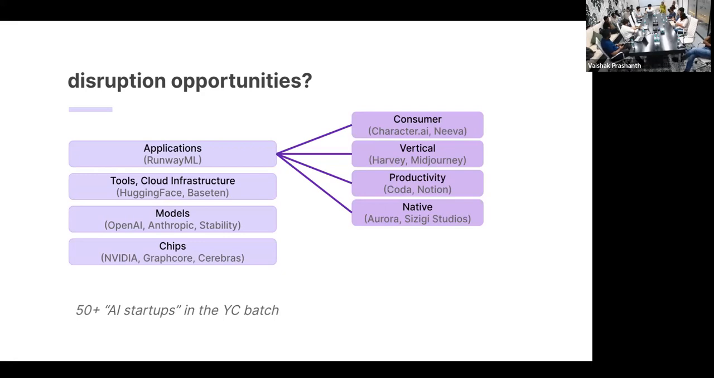Yeah. Just to explain this out, right? So I understand you have these four tabs on the right hand side. Let's start vertical, right? Harvey and Midjourney, for example. Why are they in the same bucket? They're all applications which you directly interface with. All the other three, which is tools, models, chips, are more dev centric or infrastructure.